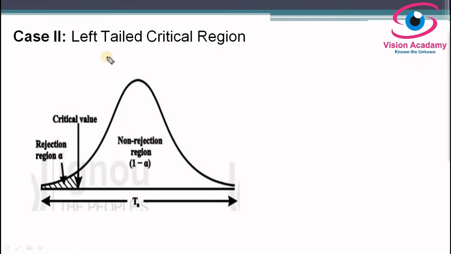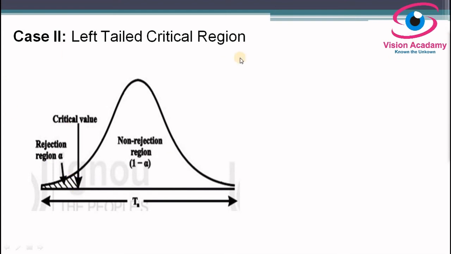So in the sense, left-tailed critical region means your rejection region is on the left side of the distribution. As I said, the unshaded area is a non-rejection region, which you will obtain by subtracting alpha from 1. The alpha value is the critical rejection region. The alpha value you mark here is the critical value.